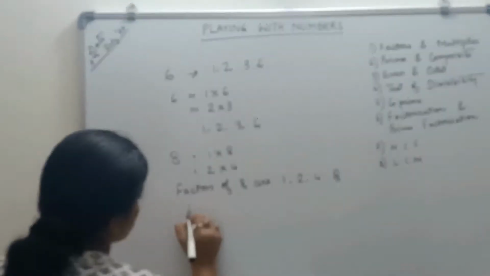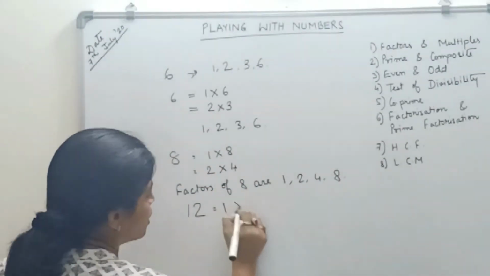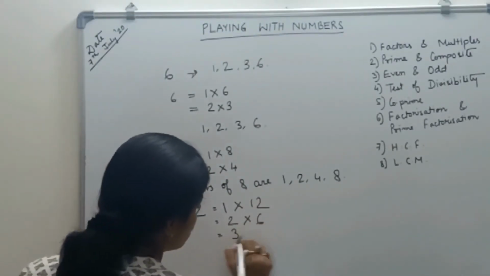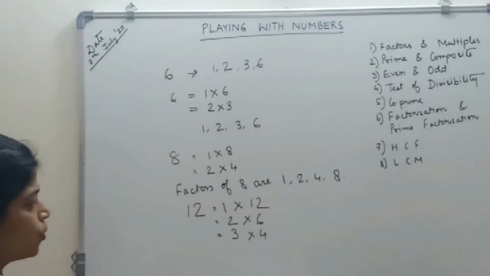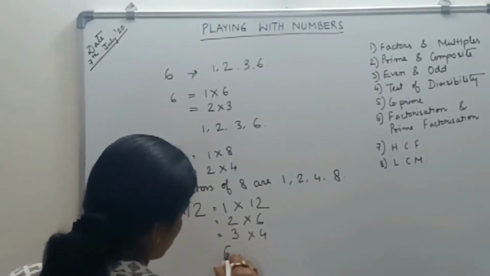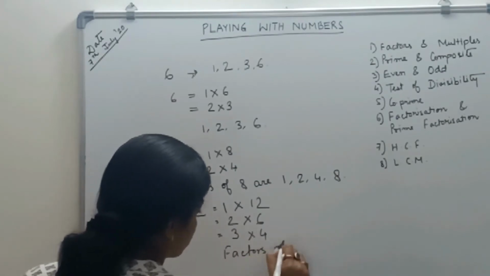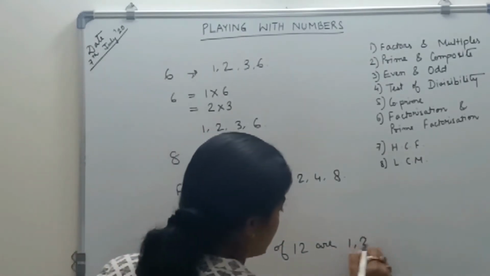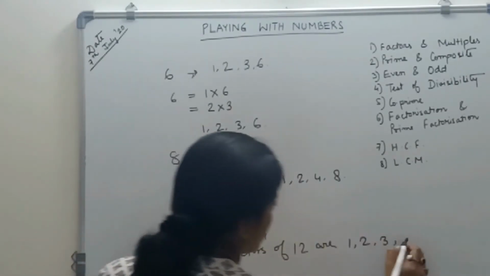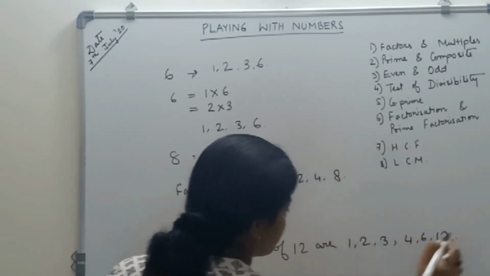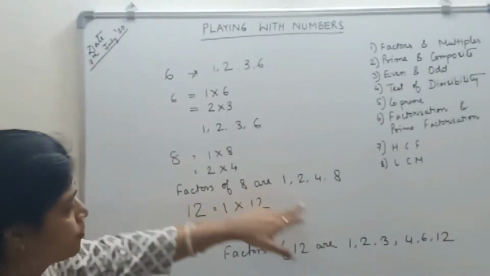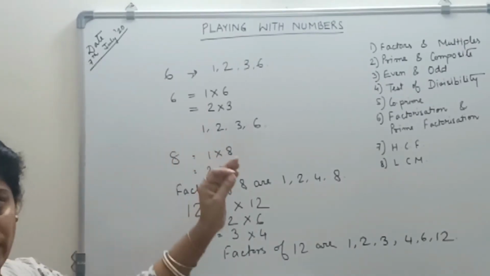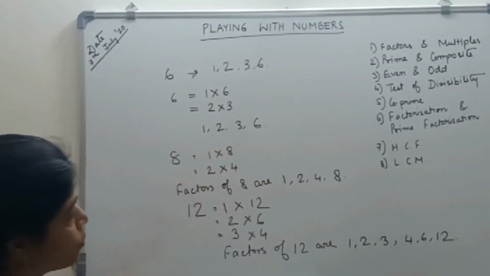Now, if I take one more, suppose 12. What are the factors of 12? 1 into 12 is 12, then 2 into 6 is 12, 3 into 4 is 12. Any more? No. So the factors of 12 are 1, 2, 3, 4, 6 and 12. So every time 1 is common. See, 1 is a factor of each and every number. So, got your point, what is a factor?